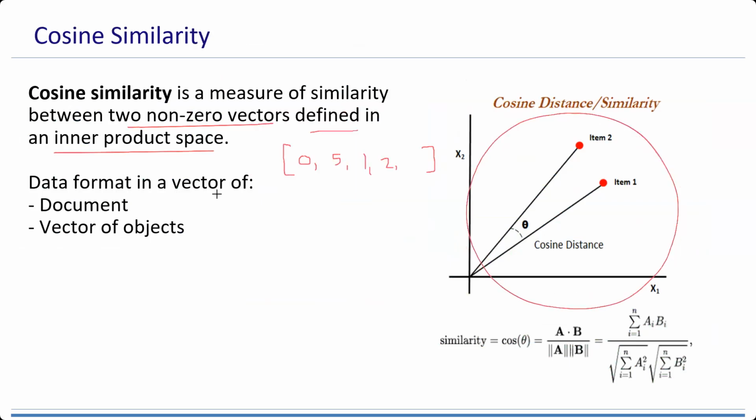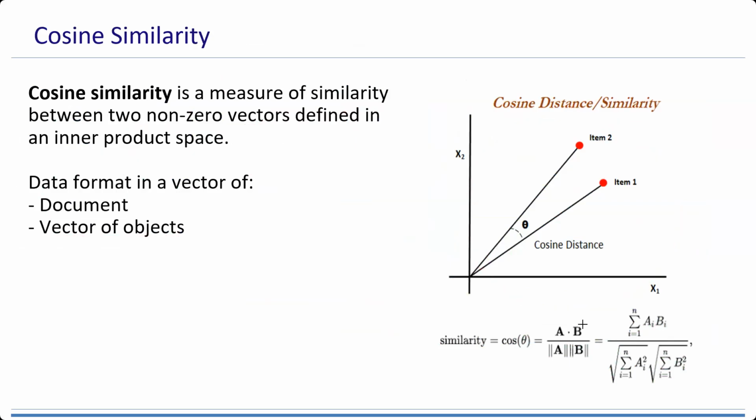So the data format is the vector of maybe a document or maybe other kinds of objects, etc. So the similarity values will be computed using this formula. This formula is the cosine of theta. So cos, this is the cosine between item 1 and item 2. We call it A and B, because A is the item 1 and B is the item 2.